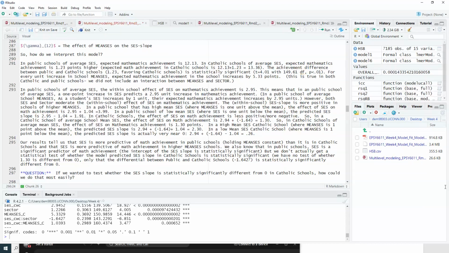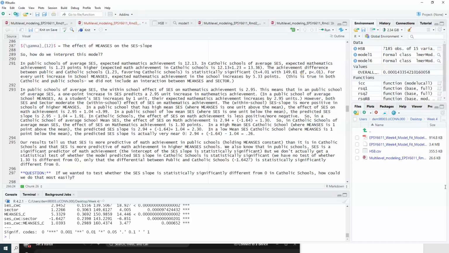So in Catholic schools, we also see the effect of sector on math achievement, that negative 1.64. In Catholic schools, the effective SES on math achievement is less positive, it's more negative. So in Catholic schools, the effective within school SES on math achievement is 2.94 minus 1.64, because this is the effect of sector on the effective SES on math achievement. So in a Catholic school of average SES, the effective SES on math achievement is predicted to be 1.3 points. In a high mean SES Catholic school, the predicted effect is going to be this.